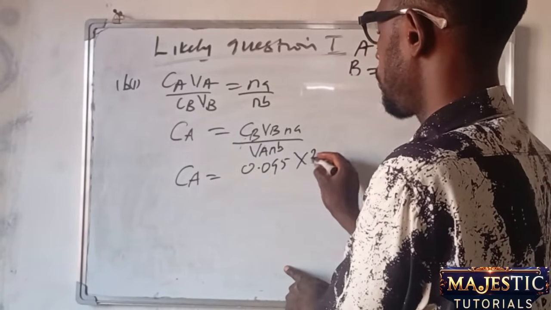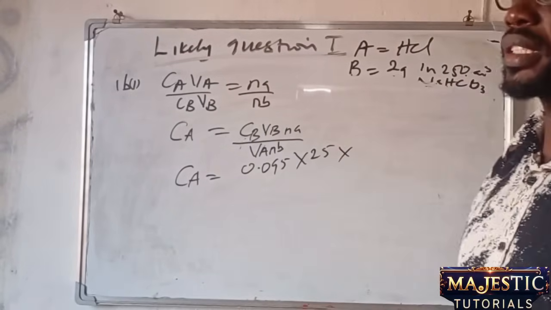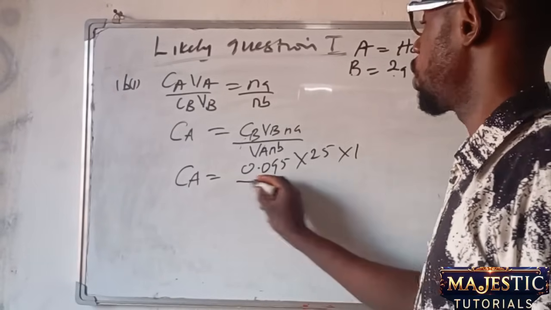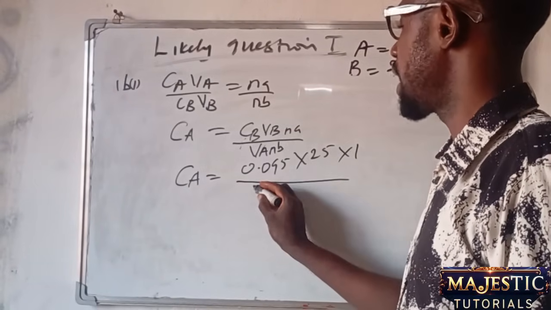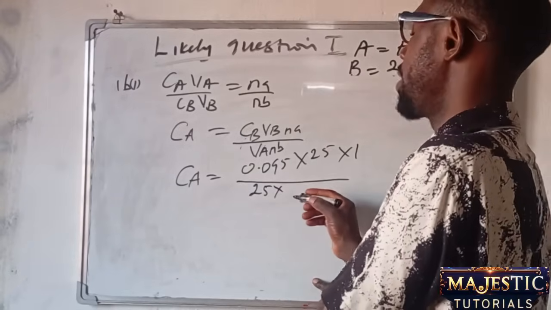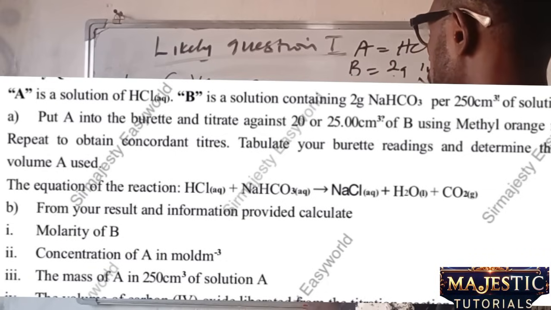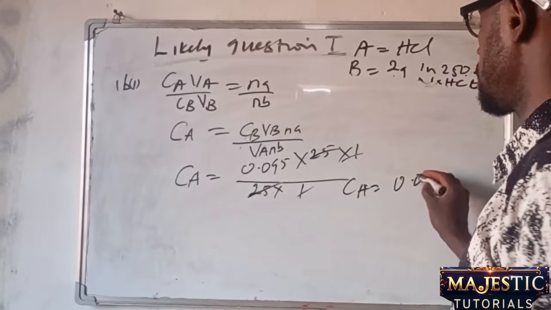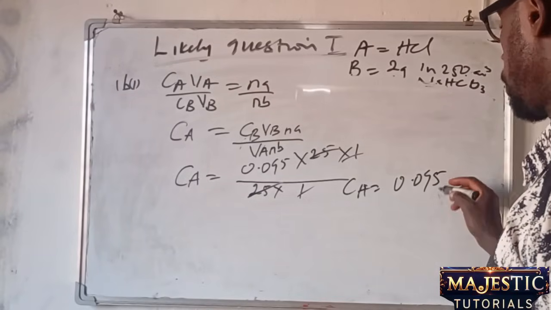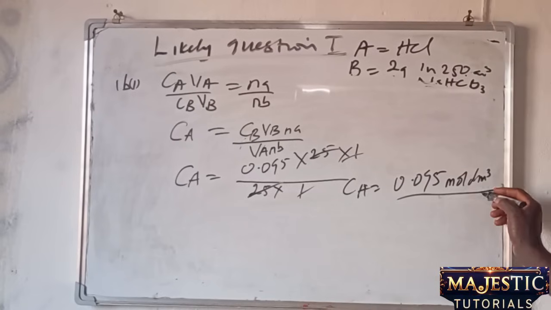What's our Vb? The volume of base, 25, that's the volume of the pipette. What's our Na? The mole ratio of the acid, HCl, from the balanced chemical equation is 1. The mole ratio of acid to base is 1:1, times 1, all over Va, which is my endpoint, 25, times Nb, which is 1. So 25 cancels 25, and at the end Ca will still be equal to Cb, because their volumes are equal and the mole ratios are the same. You say Ca in mole per dm cube. Remember to put units. This is our final answer.